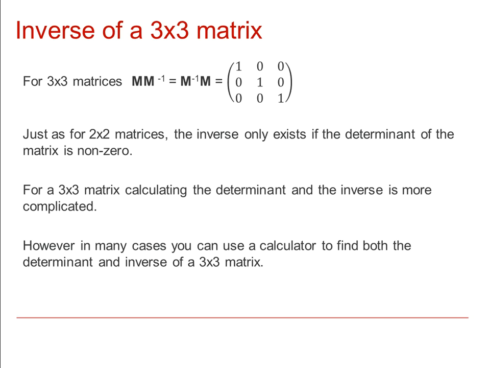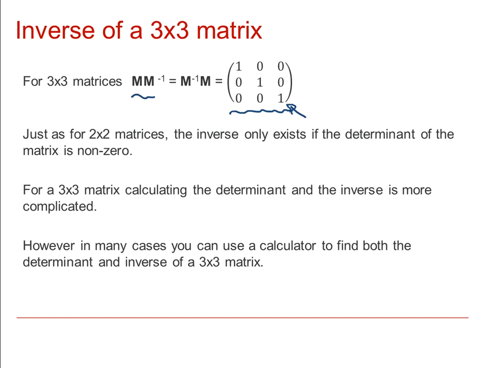So again, for a 3 by 3 matrix, we have the same idea that M multiplied by its inverse gives us the identity matrix. The difference, of course, being that for 3 by 3 matrices, the identity has 3 rows and 3 columns. But again, you can see that we've just got ones on the leading diagonal of the matrix. I've already said that the inverse only exists if the determinant is non-zero.